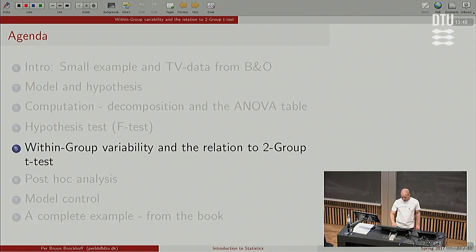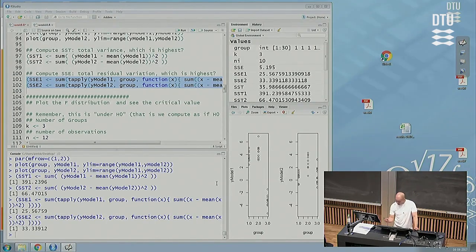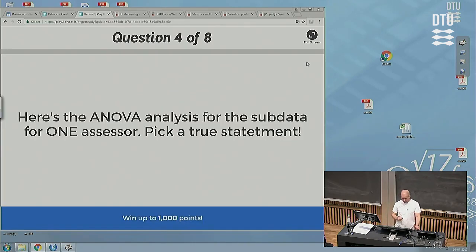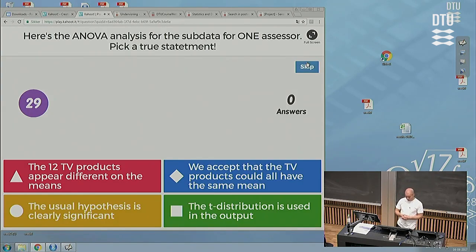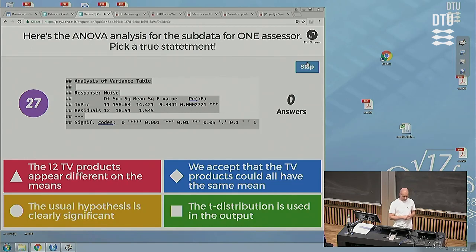And I think this is a good place to do. I'm a bit over time, but that's not the problem. Let's see. TV data. Come on. Yeah, there we are.